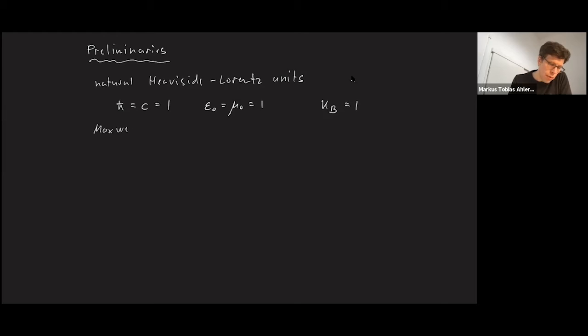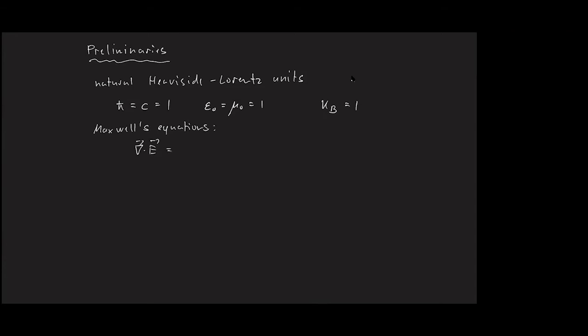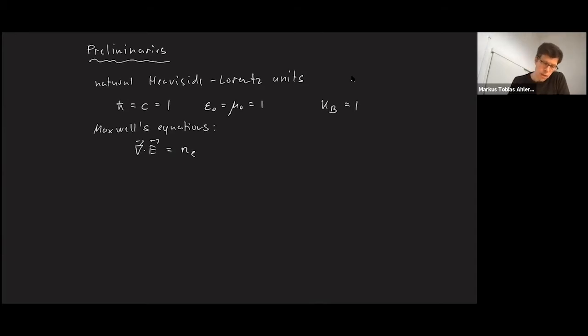First of all, let me quickly write down Maxwell's equations in Heaviside-Lorentz units. In this case, we have Gauss's law: the divergence of the electric field is given by the charge density, and the divergence of the magnetic field is equal to 0. These are the two Gauss laws. Ampere's law looks as follows: the curl of the magnetic field is given by the current density J plus the time derivative of the electric field. And from Faraday's law, the curl of the electric field is given by the negative of the time derivative of the magnetic field.